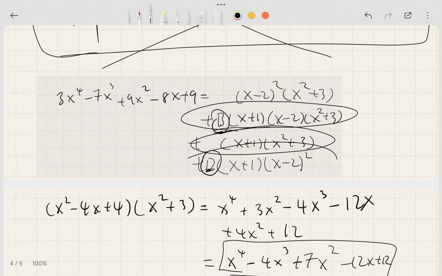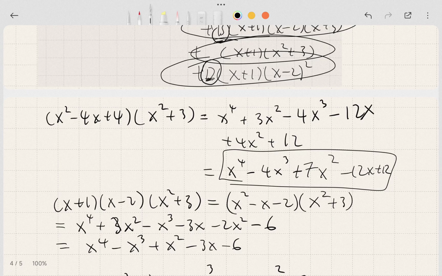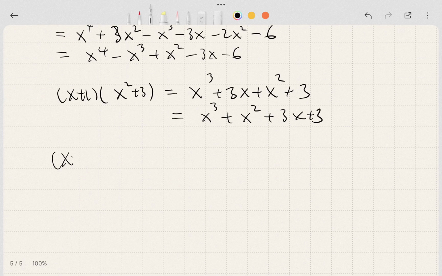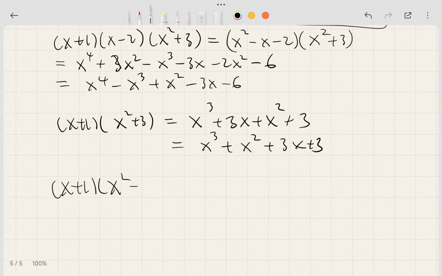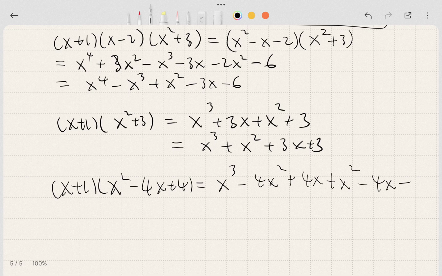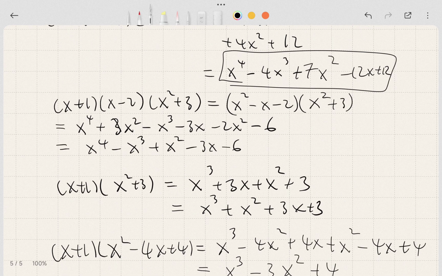And finally, for the fourth equation, x plus 1 times x minus 2 squared, so x plus 1 times x squared minus 4x plus 4. That's equal to x cubed minus 4x squared plus 4x plus x squared minus 4x plus 4. And this is equal to x cubed minus 3x squared plus 4. So we've got 4 answers here. We don't know B, we don't know D.